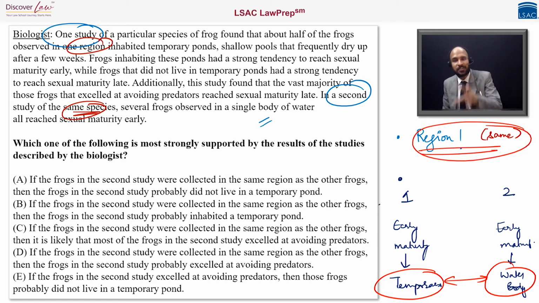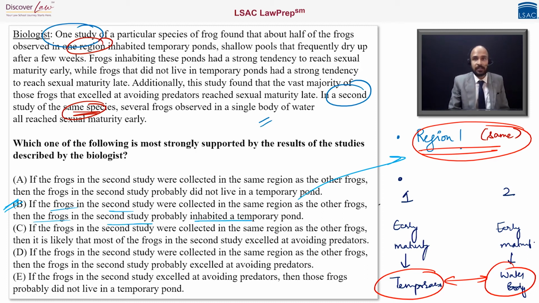Now, when you know this is what you're looking for, you can see that option B is very readily the right answer. It says if the frogs in the second study were collected from the same region, then the frogs in the second study probably inhabited a temporary pond. So this was temporary. Let's move ahead and solve the next question.